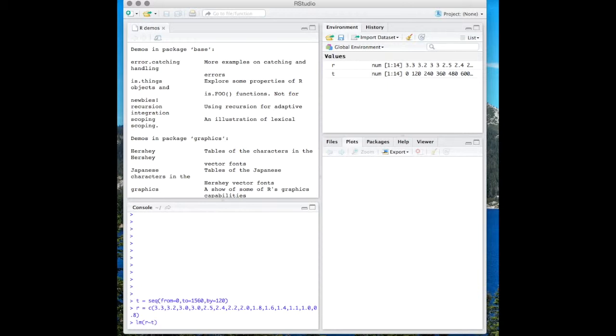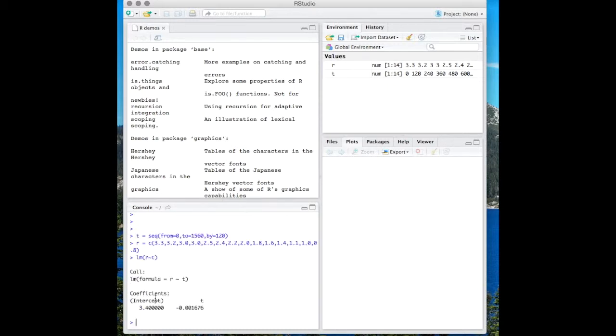Okay, so when you press enter, you get back this return. You can ignore this first part, but it tells you the coefficients. So it says the intercept for this line, thinking of the R data as a linear function in T, the best line that fits that model, has y-intercept 3.4 and slope negative 0.001676.